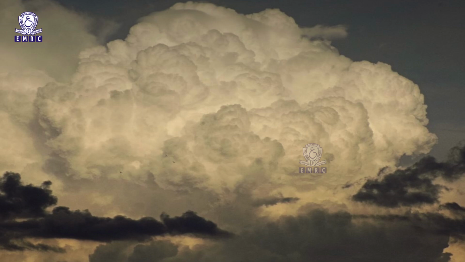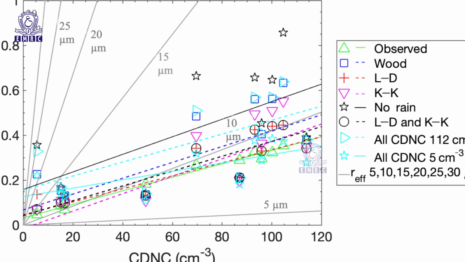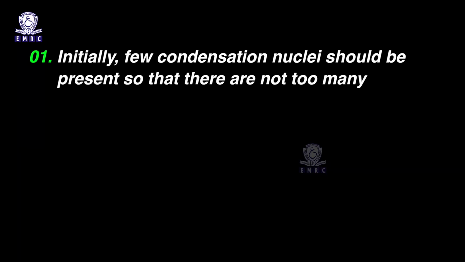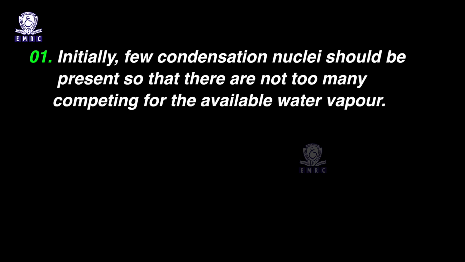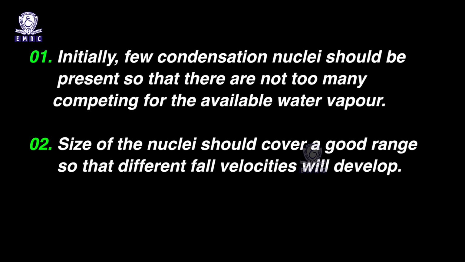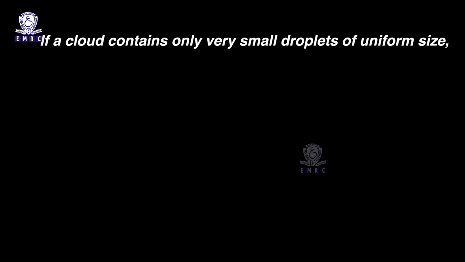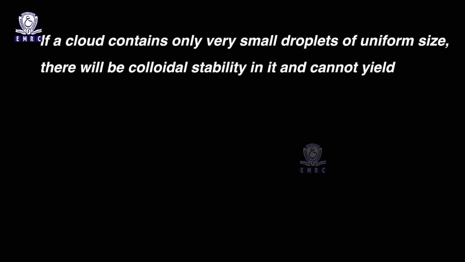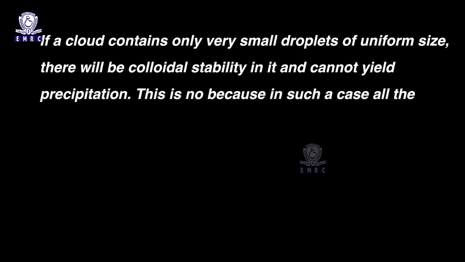In clouds with great vertical thickness and abundant moisture, cloud droplets are repeatedly carried upward and downward by the ascending and descending air currents. Hence, these drops quickly reach the required size. According to Riehl, the following conditions are helpful for the growth of the droplets to required raindrop size. Initially, few condensation nuclei should be present so that there are not too many competing for the available water vapor. Size of the nuclei should cover a good range so that different fall velocities will develop. If a cloud contains only very small droplets of uniform size, there will be colloidal stability in it and it cannot yield precipitation.